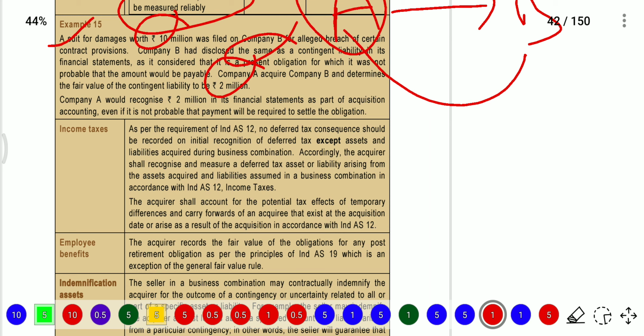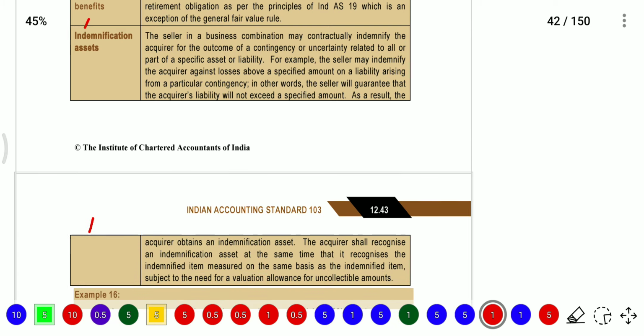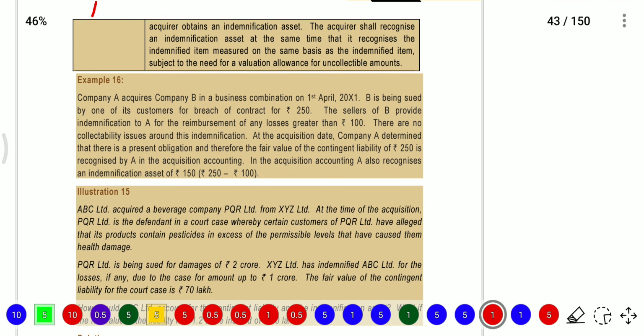For income tax we need to recognize and measure as per Ind AS 12, whereas employee benefits we need to recognize and measure as per Ind AS 19. Indemnification assets are recognized and measured at the acquisition date at fair value. And for leases in which the acquiree is the lessee, the acquirer recognizes ROU assets.